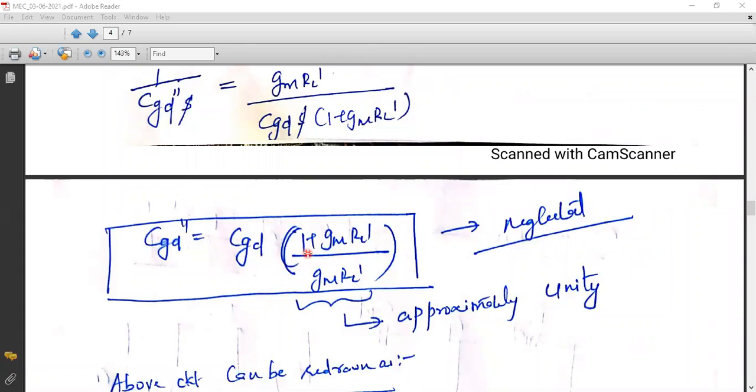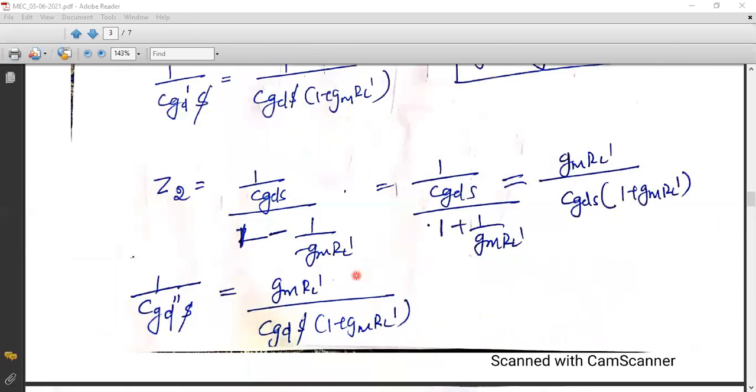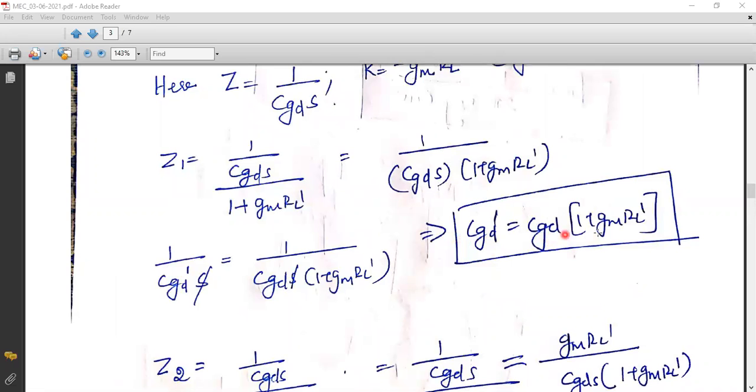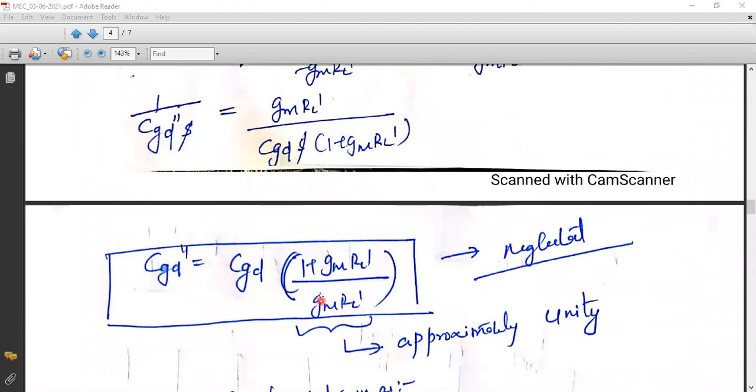Now, if you see this result, 1 plus GMRL dash by GMRL dash will be closer to unity, right? For example, 101 by 100. Isn't it? Like that. So this effect can be neglected. I can neglect this particular effect. So the contribution towards CGD double dash is very much small when compared to CGD. Here you can see we'll have a high value, right? CGD multiplied by 1 plus GM into RL dash. Here it is CGD into 1 plus GM RL dash. Again, we are dividing with GM RL dash. So again, that effect will be negligibly small.